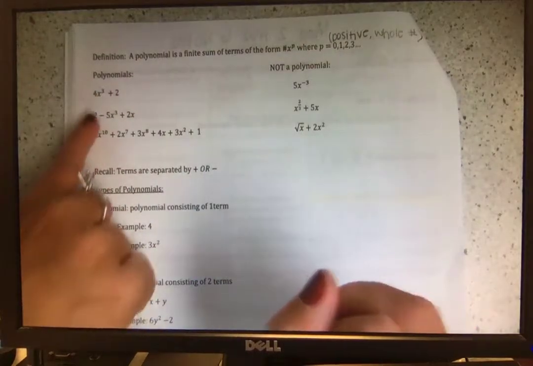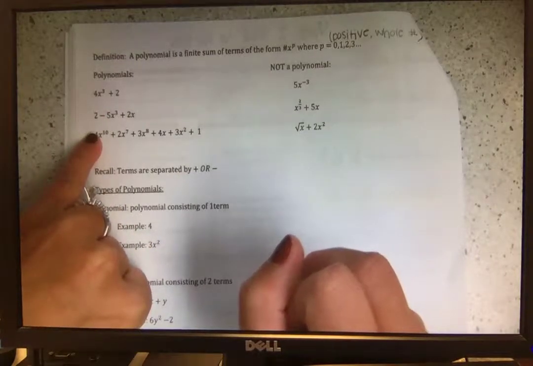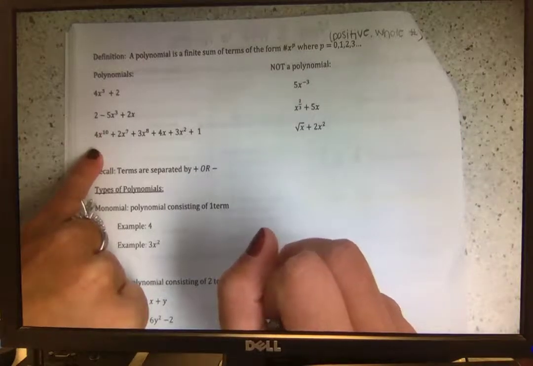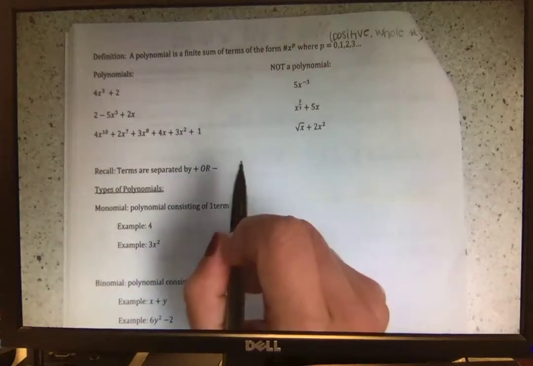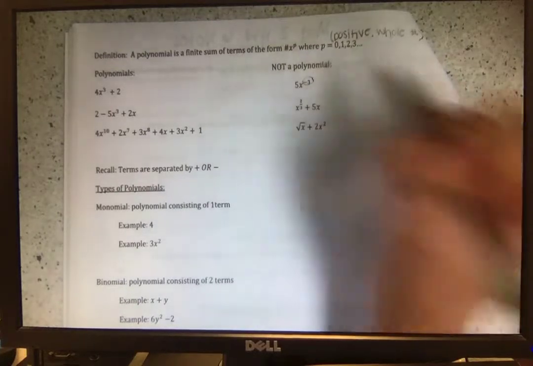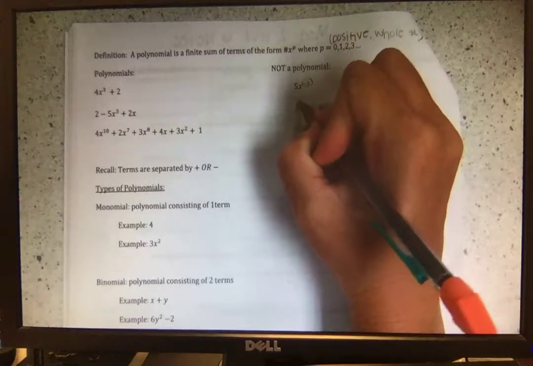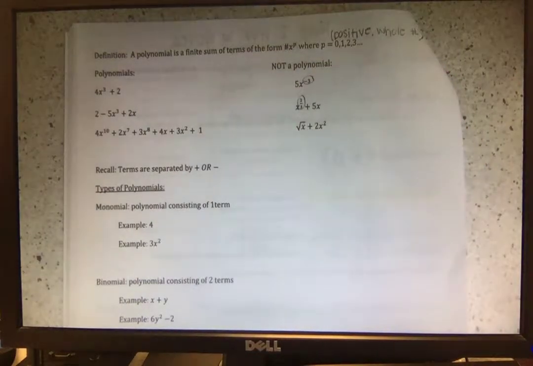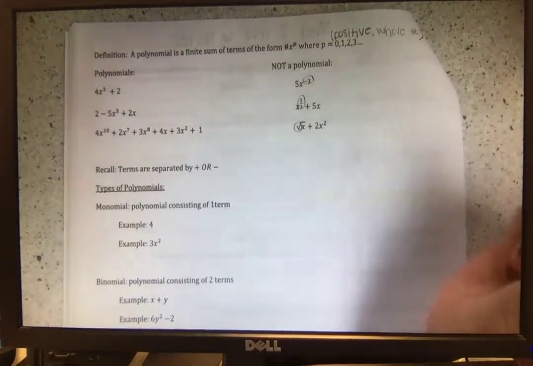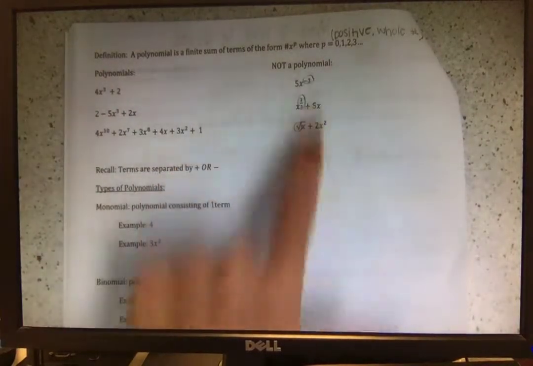So examples of polynomials: 4x cubed plus 2, 2 minus 5x cubed plus 2x, 4x to the 10th plus 2x to the 7th plus 3x to the 8th plus 4x plus 3x squared plus 1. But it's not going to be 5x to the negative third power. We cannot have negative exponents. It cannot be x to the 2 over 3 power plus 5x because we cannot have fraction exponents. And it cannot be the square root of x plus 2x squared because we cannot have radicals. Radicals are also fraction exponents, which we'll see later in the semester. So these are polynomials and these are not polynomials.